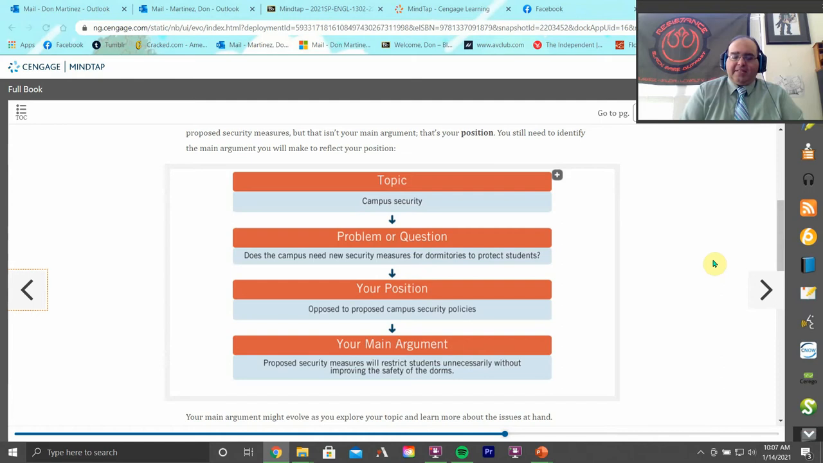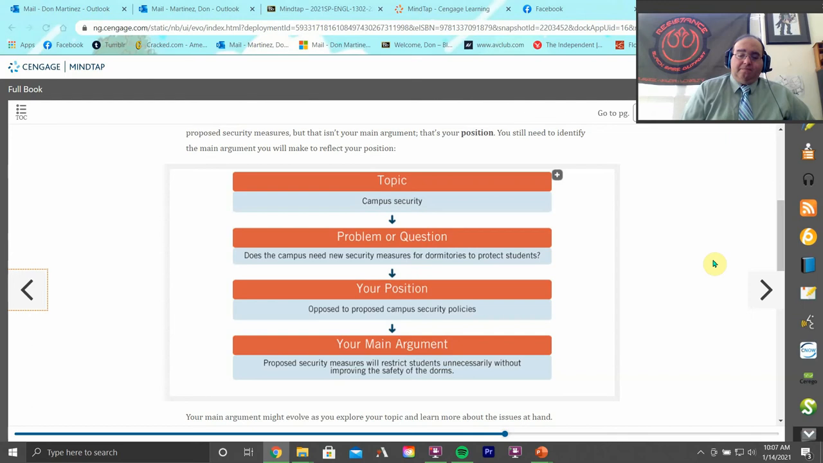So, ultimately, the argument that's being made here is you're making us live in a police state. Why? Because it's not going to increase our security any better. Okay? So, this is the four-stage process that you're going to be using for most arguments. Okay? Find out what your topic is, what the problem is within that topic, compose a position on that topic, and then get to your main argument. Okay?